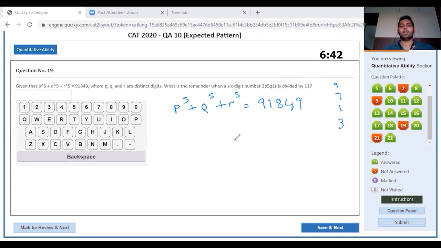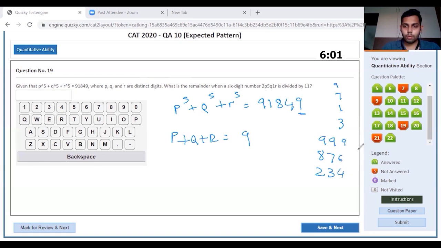Okay, so I think anything raised to 5, as far as I remember, gives you the same units digit. So if the unit digit is consistent, that means whether it is p to the power 5 or q, I should get the same unit digit, right? And all 3 unit digits must add to a particular 9. So that means p plus q plus r should be a 9. Can it be 19? They are distinct digits. And how will it be 19? 9, 8, 2. Or it can be 9, 7, and 3. Or 9, 6, and 4.